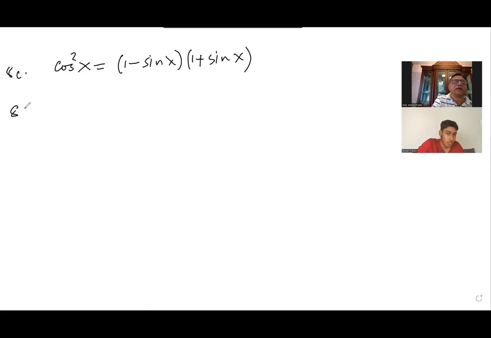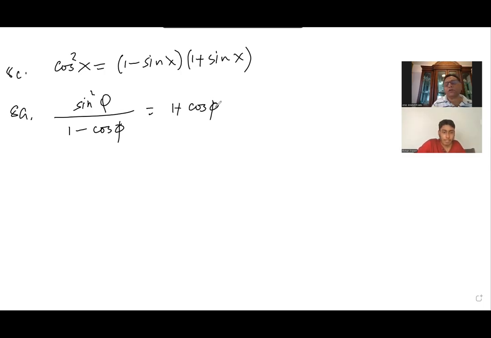Why don't we start with 8a. So what is 8a? I don't know the symbol of it, but it means pi, sir? No, it is phi. So it is sine squared phi over 1 minus cos phi equal to 1 plus cos phi. How will you do this? We would first solve from the left side, sir.